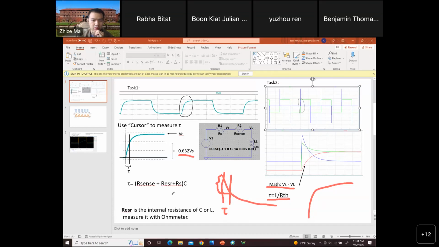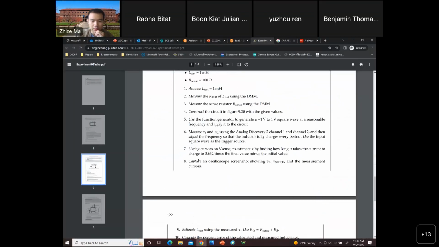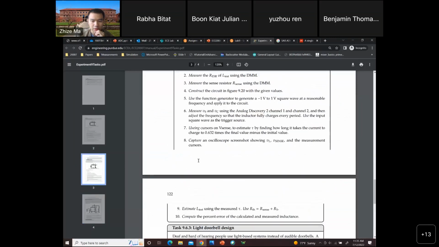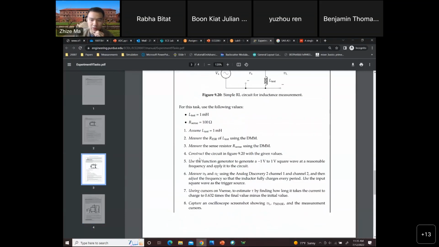So for the capacitor, tau equals RC, and for the inductor, the RL circuit, tau equals L over R. And in task 2, you don't have to export the data. Just for task 1, you need to export the data.